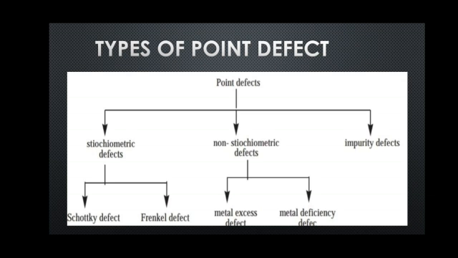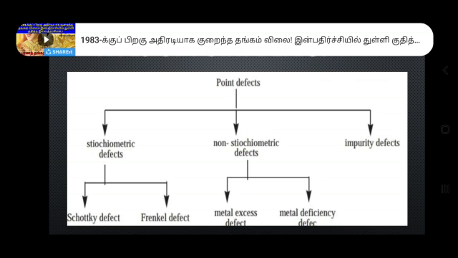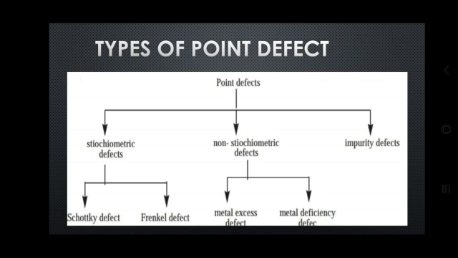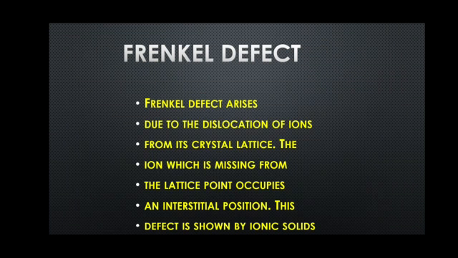Point defects classification. See, first the point defect is classified into 3 types, that is stoichiometric defects, non-stoichiometric defects, and impurity defects. Under the stoichiometric defects we are having 2 types, Schottky defect and Frenkel defect. Under the non-stoichiometric defects we are having 2 types, that is metal excess defect and metal deficiency defect.